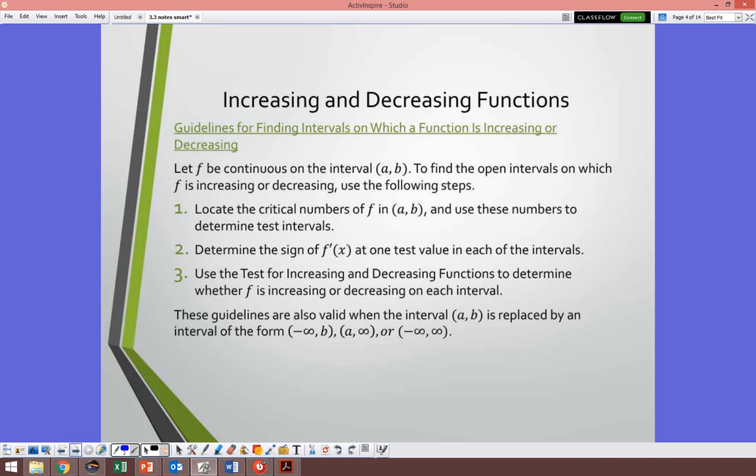Determine the sign, test values, use the test of increasing, decreasing to determine whether increasing or decreasing on each interval. These guidelines are also valid when the interval a, b is replaced by an interval of the form... So we're actually writing it in this form here, interval notation. So it's going to be increasing or decreasing using these. Okay? So we're going to write it like that.